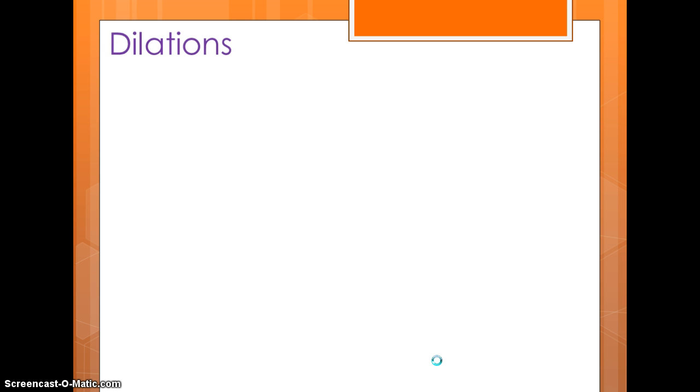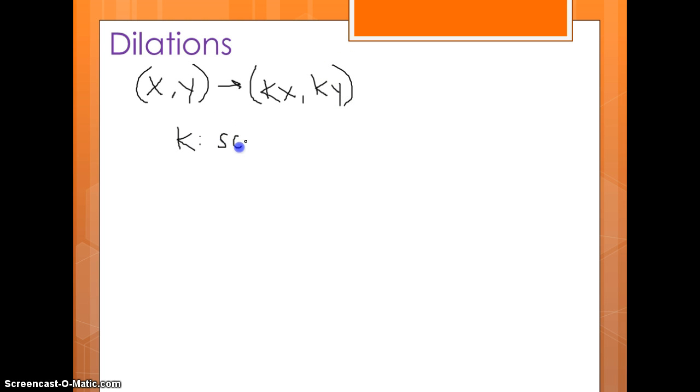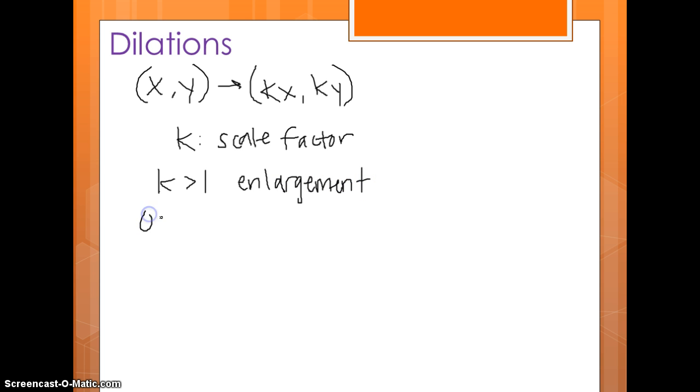Alright, last one is dilations. With dilations, (x, y) maps onto (kx, ky), where k is our scale factor. And I apologize for this terrible handwriting. So if k is greater than 1, it's an enlargement. If k is between 0 and 1, it's a reduction, so it's getting smaller.